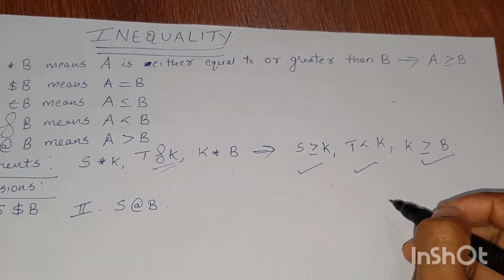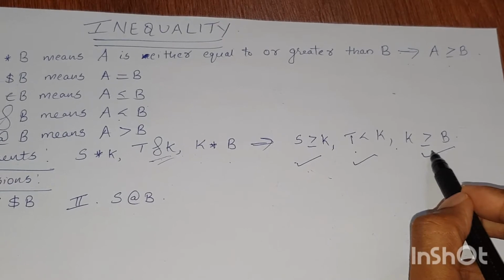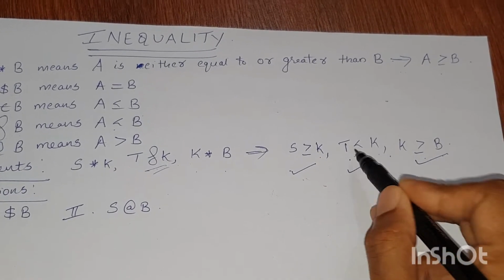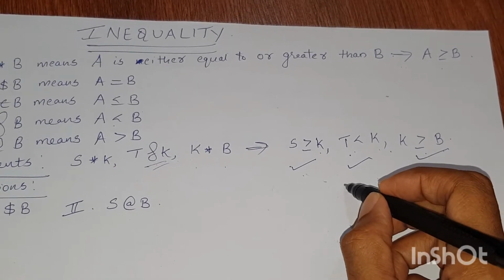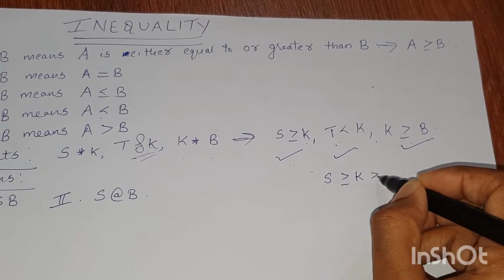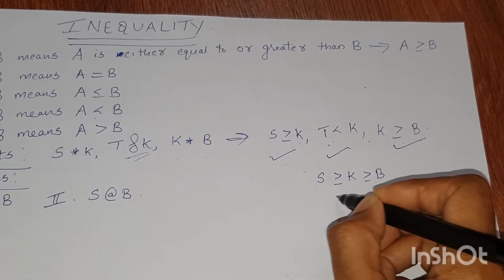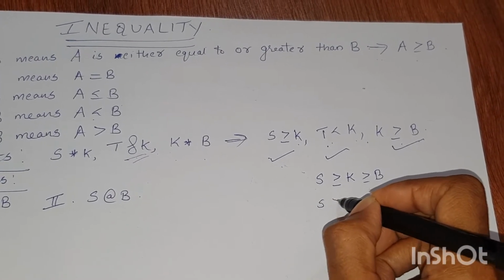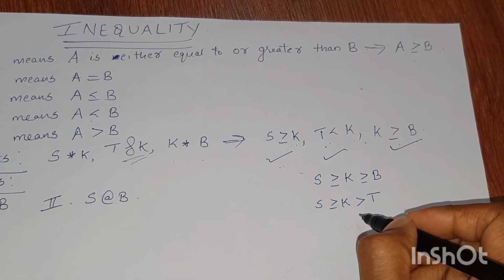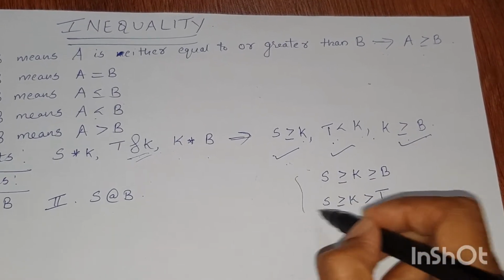equal to B, okay. We can arrange it together, right? Because K and B are connected, K and T is also connected. So we can write it like S is greater than or equal to K, K is greater than or equal to B, okay. Also we can write S is greater than or equal to K, K is greater than T, okay. So we can write in these two ways.